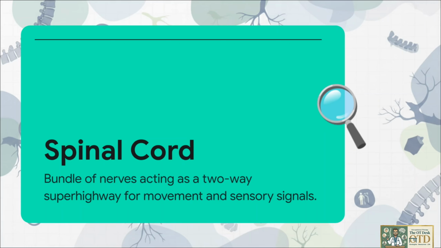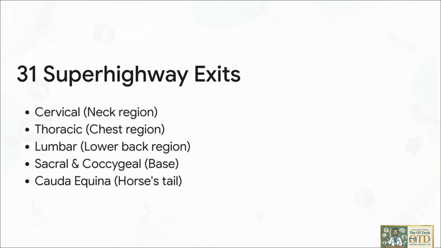On the flip side, the upward flowing traffic carries sensory signals. We're talking pain, temperature, touch, zipping right back up to the brain so you can actually feel the world around you. Now check out how the nerves branch off this highway just like highway exits. And you actually have 31 pairs of these exits. They start up in the cervical or neck region, move down through the thoracic in your chest, the lumbar in your lower back, and the sacral down at the base.